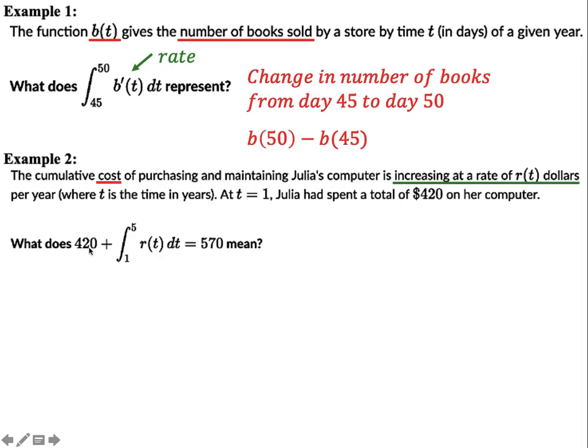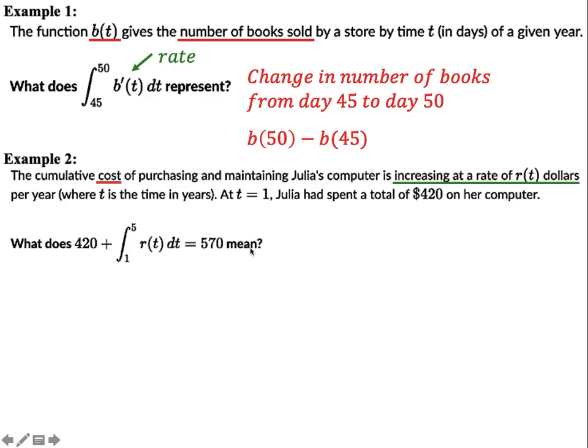This 420 represents big R, if that makes sense. Big R of 1, if you think back to the fundamental theorem, plus the integral from 1 to 5 of the rate R of t, little r, dt. So we have the amount that Julia spent in the first year, plus any accumulated costs from years 1 to 5, and that equals 570.